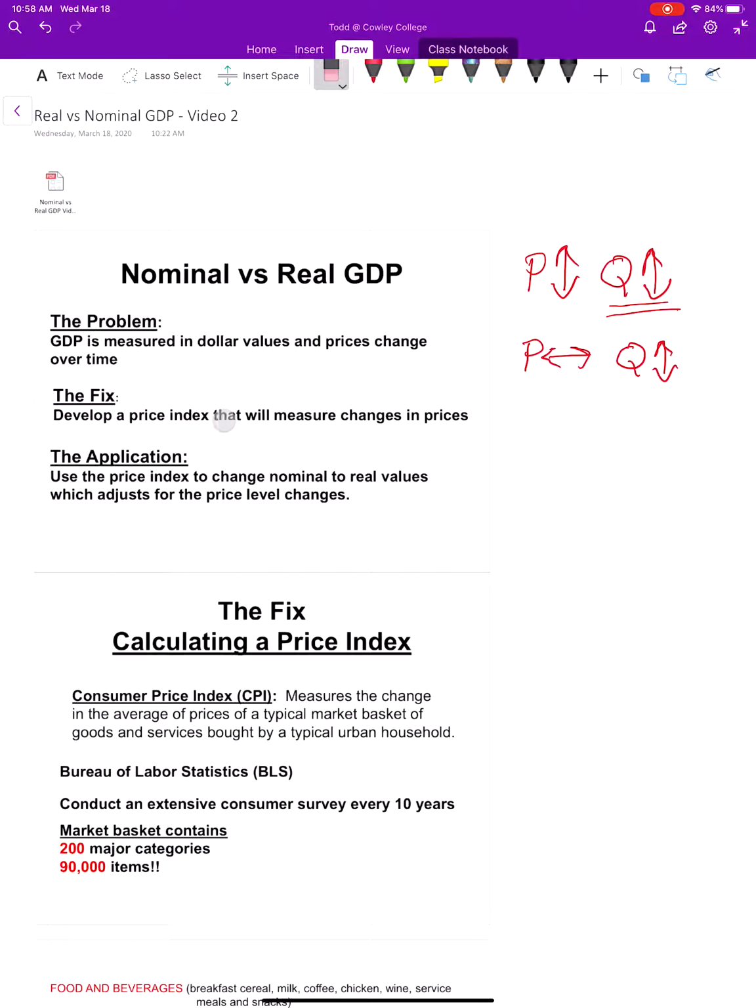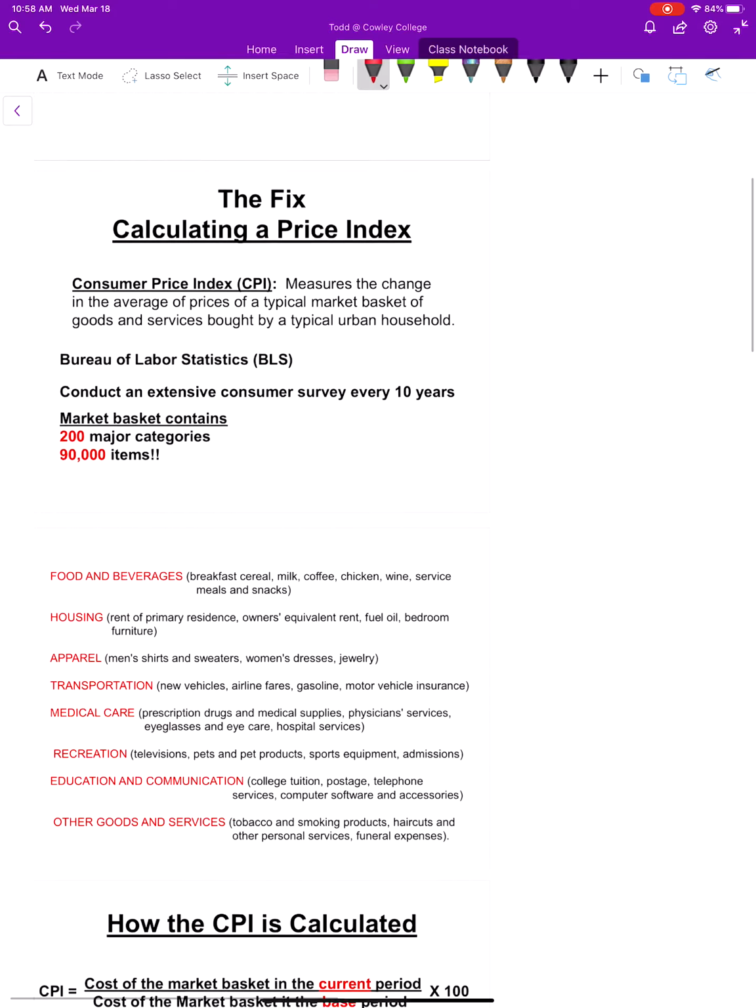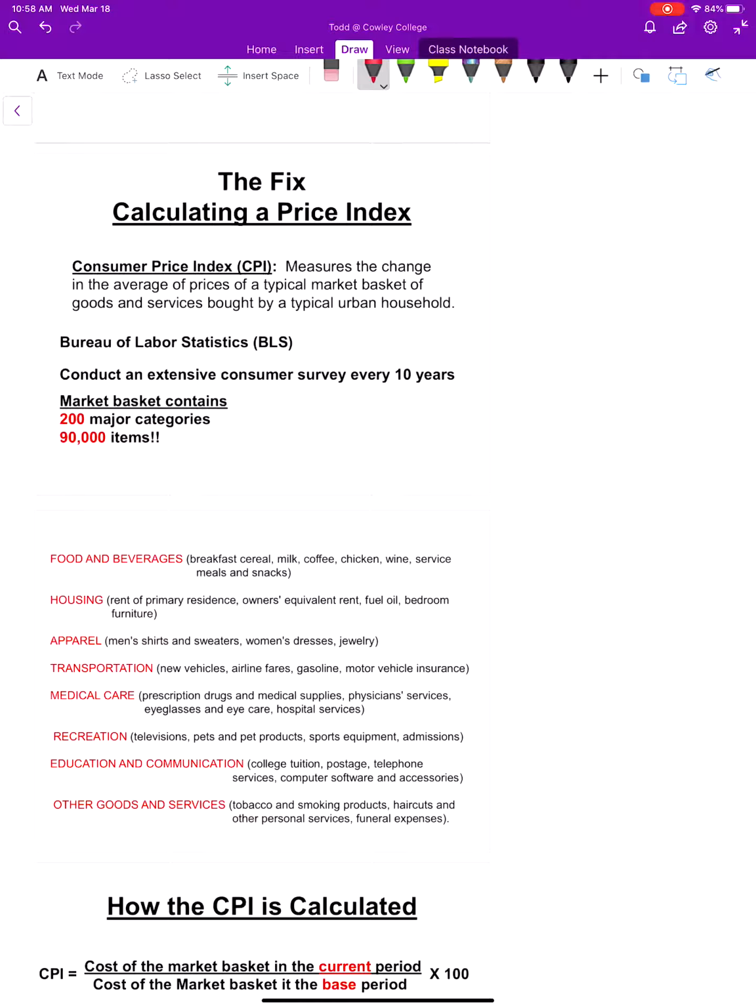And some of them are actually very, very good at what they do. But as it turns out, the only one that we really care about is the one that the government measures, and that is what is known as the Consumer Price Index, or from now on we'll know it as the CPI. The Consumer Price Index measures the change in the average level of prices of a typical market basket of goods and services bought by a typical urban household.